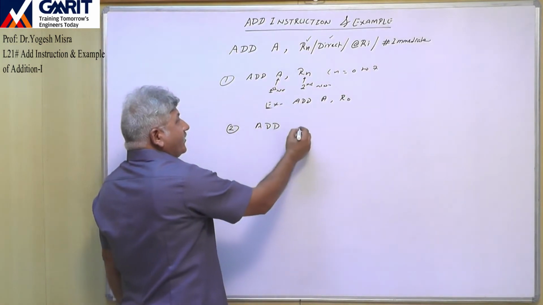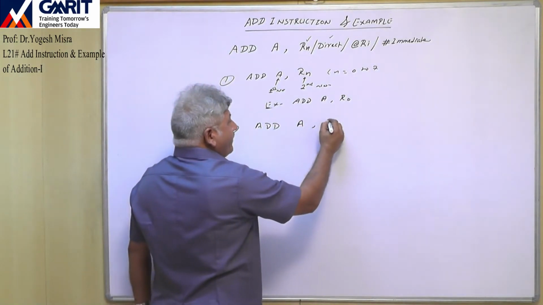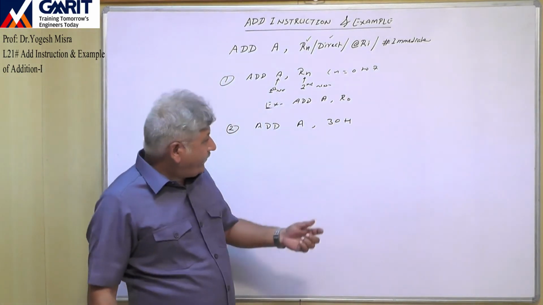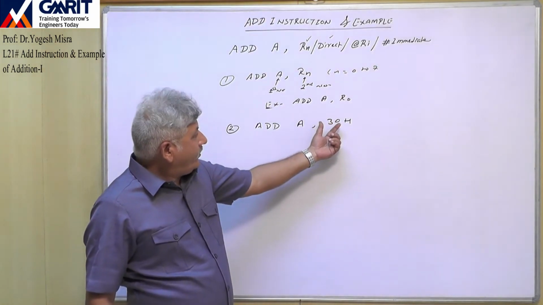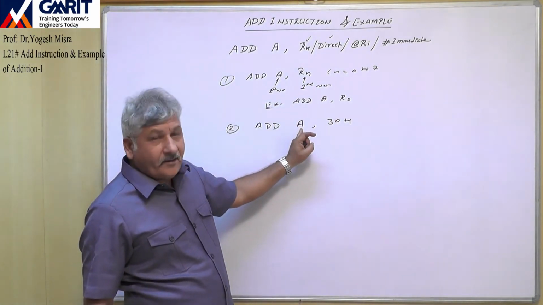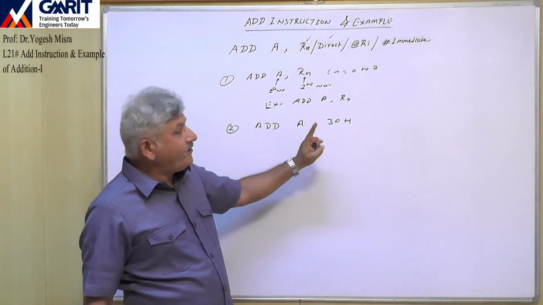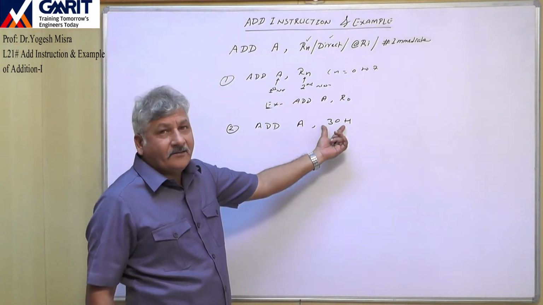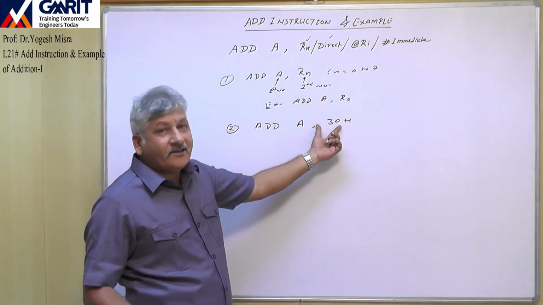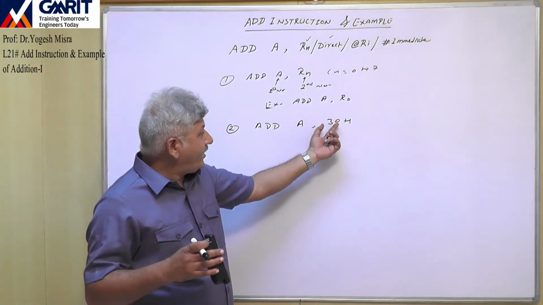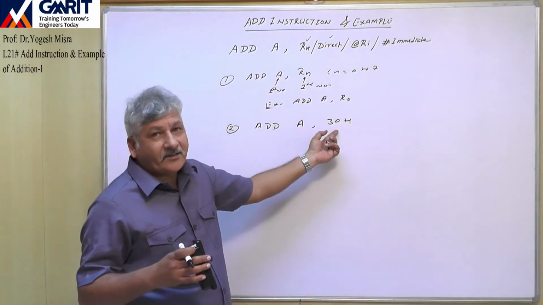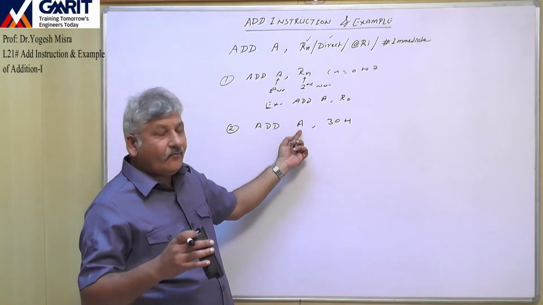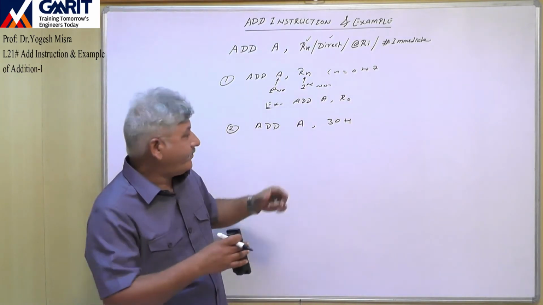You can write the instruction in this way: add A, comma, 30H. Now what will happen? When you are adding two numbers, the first number is in A register and the address of the second number is 30H. So this 30H is the address. Our second number is in RAM, at location 30H. That content will be added with A, and the final result will again be stored in A.